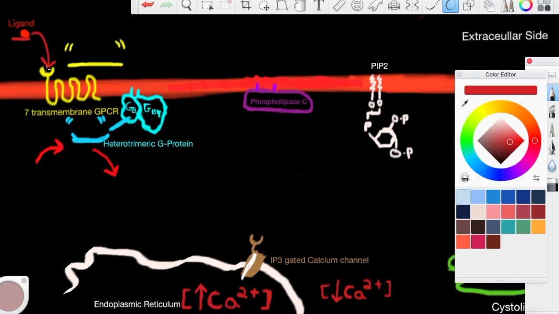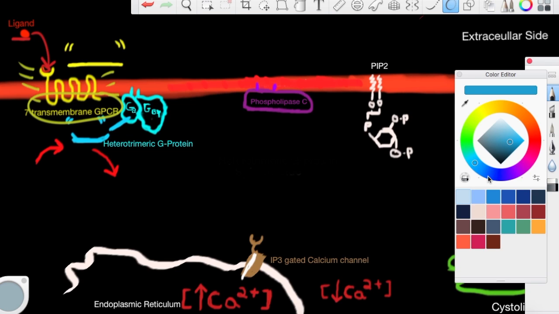Once this binding occurs, you're actually going to have a conformational change throughout the whole protein. Now, this is interesting because it will not only change the conformation of the protein on the receptor or the plasma membrane side, but more importantly, the cytosolic side of the transmembrane protein. Because of this conformational change, it will bump into a heterotrimeric G protein drawn here and change its conformation.